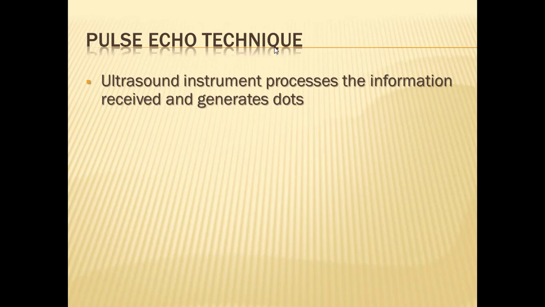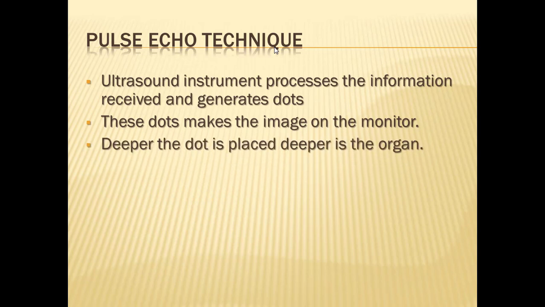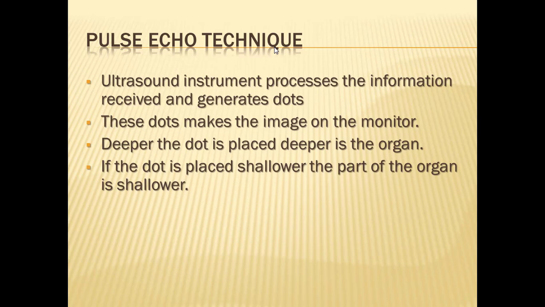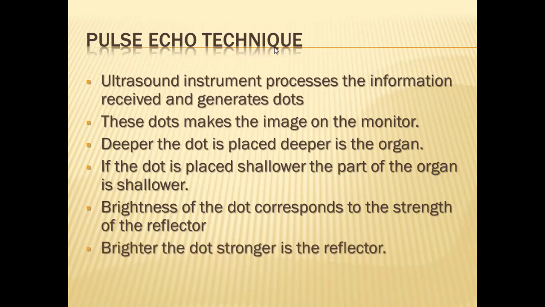So pulse echo technique: the ultrasound instrument processes the information received and generates dots. These dots make the image on the monitor. The deeper the dot, the deeper is the organ. If the dot is placed shallower, the part of the organ is shallower. Brightness of the dot corresponds to the strength of the reflectors. Like we said, if it's a bright dot, it means that it's a strong reflector, for example, bone. And if it's a dark dot, then it is something like a fluid, which is anechoic.